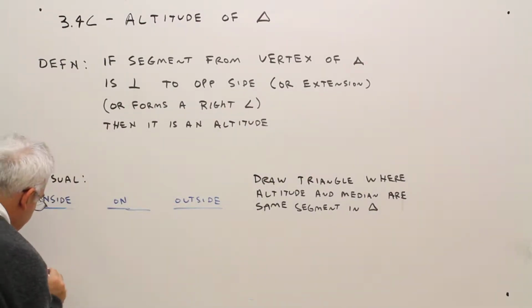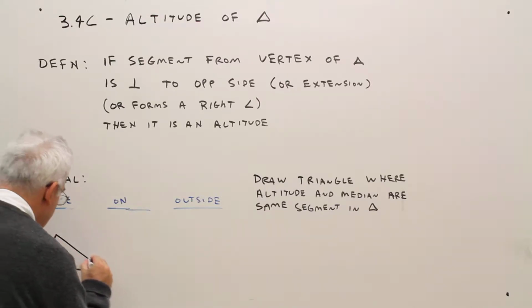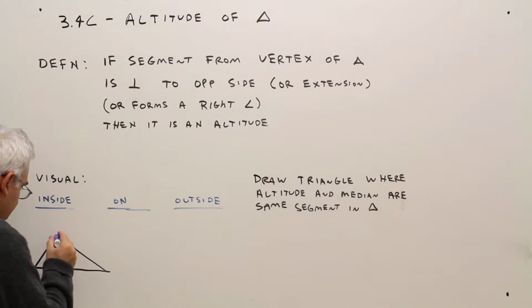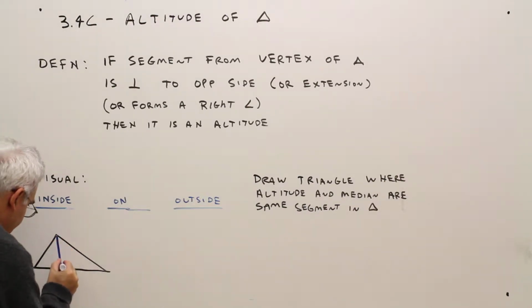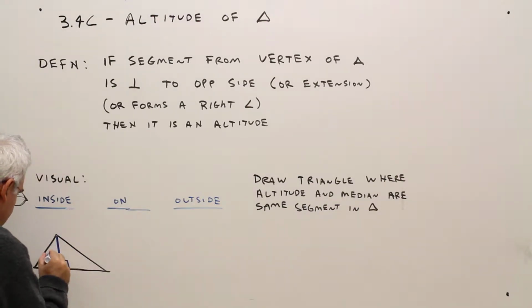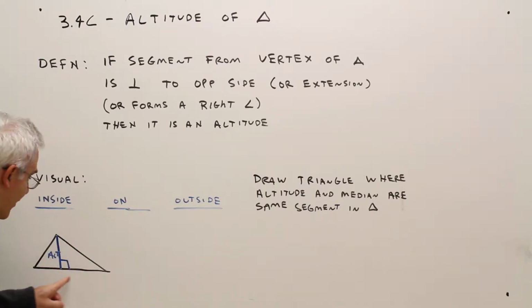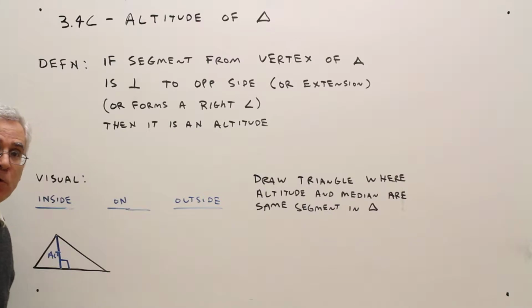So we'll start with this. So here is a triangle, and the altitude could be on the inside, just like that. Notice this segment is not dividing the opposite side into two congruent parts. That would be a median. So the altitude on the inside could look like that.